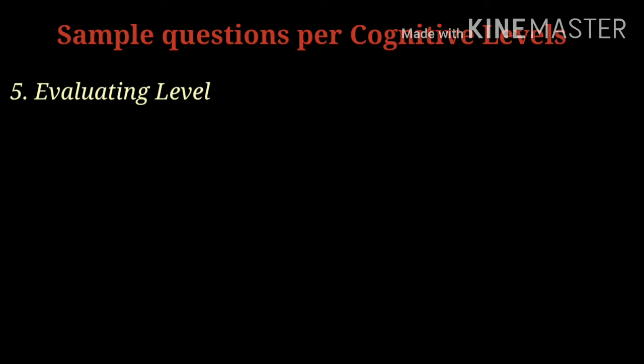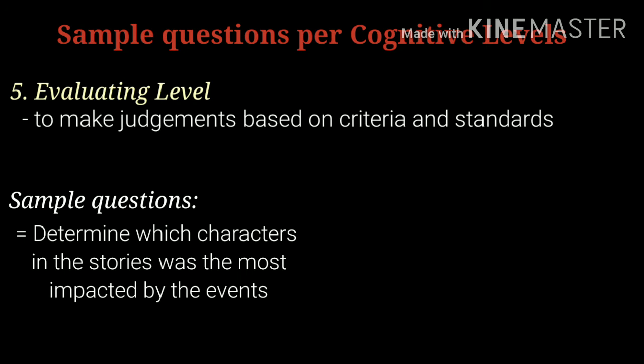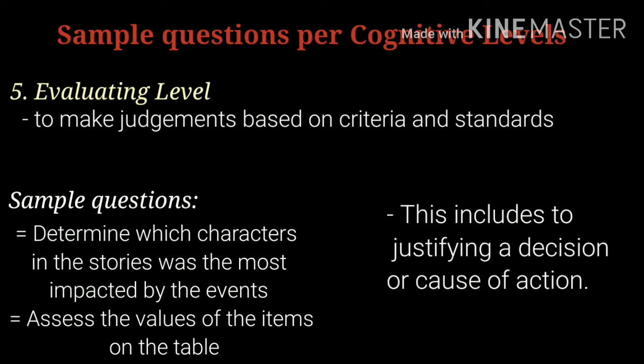Next is the evaluating level. This is defined to make judgments based on the criteria and standards. Sample question: determine which character in the story was the most impacted by the events. Number two, assess the value of the items on that table. So this level belongs to the cognitive levels because this includes justifying a decision or course of action.